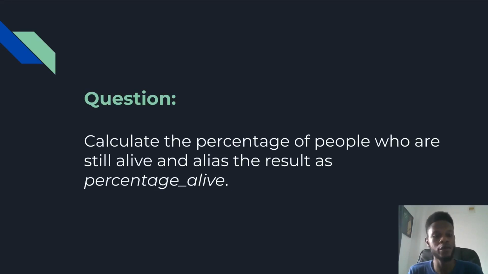Okay guys, so this is the question for the SQL. We're supposed to write a SQL query to calculate the percentage of people who are still alive and alias the result as percentage alive. I'm going to switch over to pgAdmin to run this.